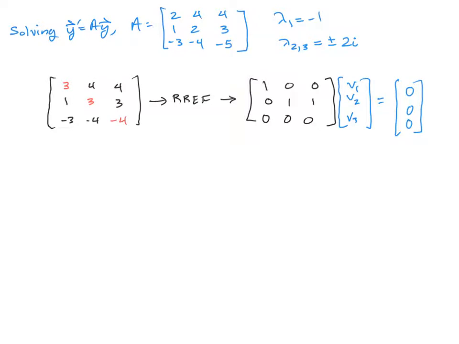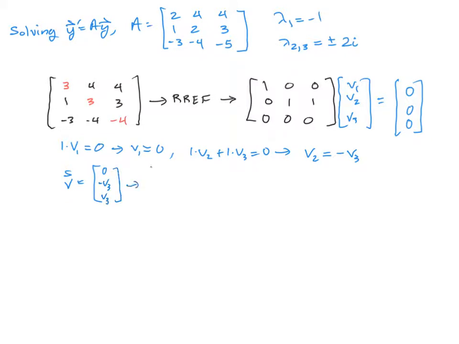All right, so encoding this, the top row says that 1 times v1 is equal to 0. That implies that v1 is equal to 0. The second row says that 1 v2 plus 1 v3 equals 0, so therefore v2 is the opposite of v3. Putting this back into component form, we've got a 0 in the v1 spot, a negative v3 in the second spot, and v3 is itself. So that corresponds to the vector 0, -1, and +1. And that's for our lambda 1 equal to -1, the eigenvalue.